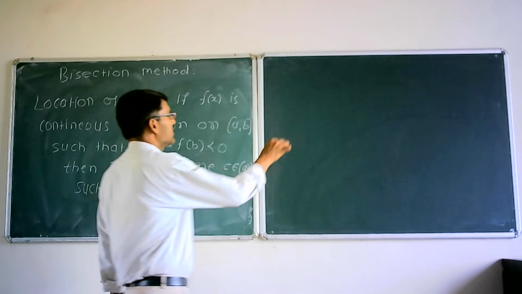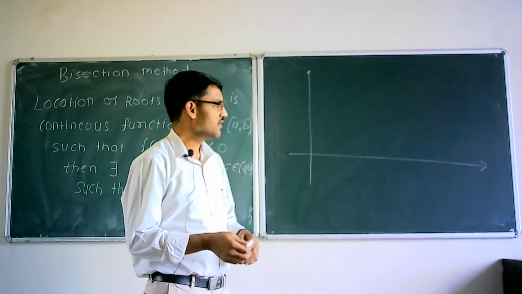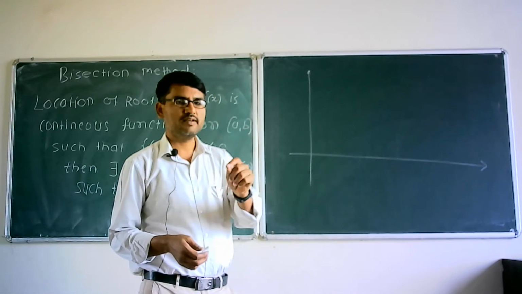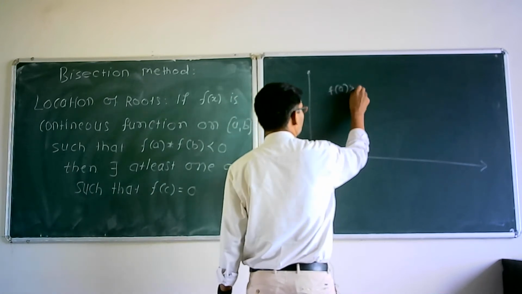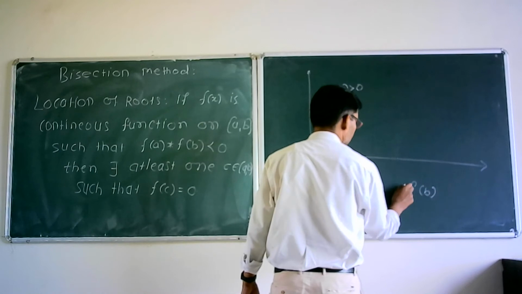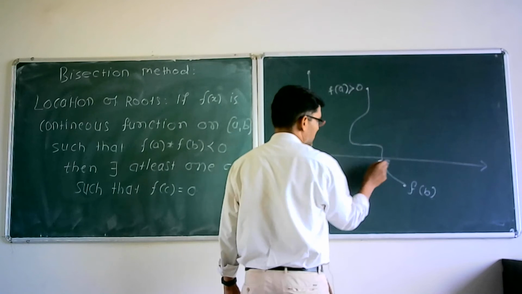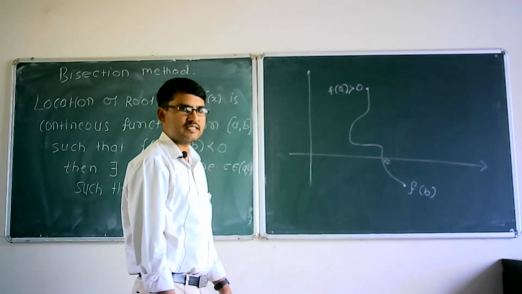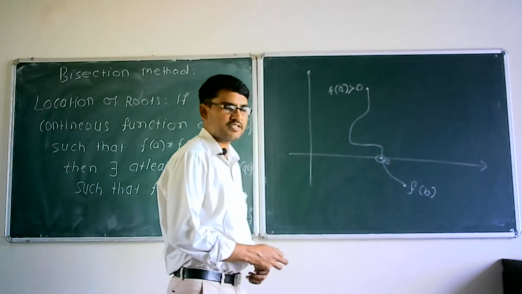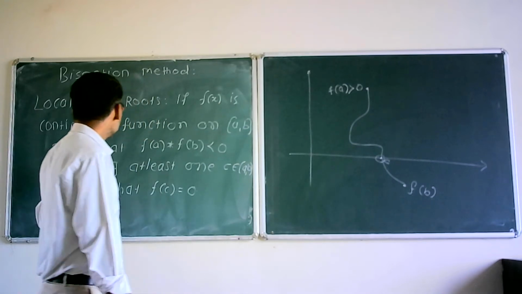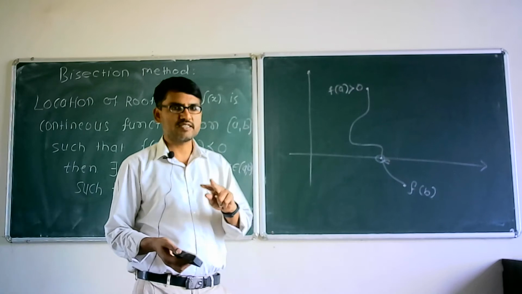So if you draw the geometrical representation, you can observe that already we know what is meant by root of a given function: the point where the line or curve crosses the x-axis. So suppose this is f of A which is positive, and suppose here f of B which is negative, and suppose this function is continuous, then this is the point C where f of C is 0. So this root we want to determine by using the bisection method. So hope you understand what is meant by location of root. That is, the root always lies between two opposite signs.